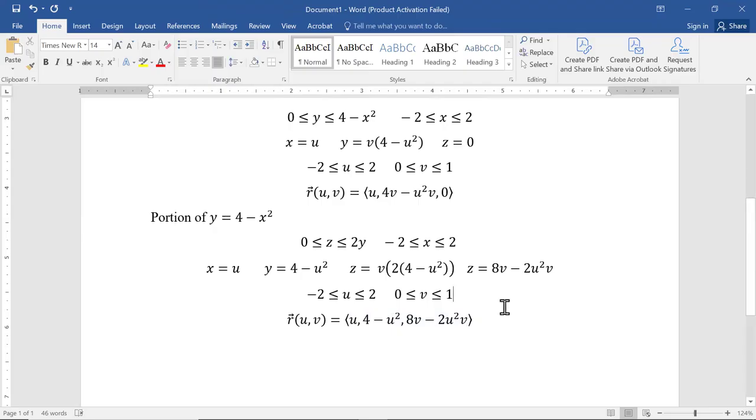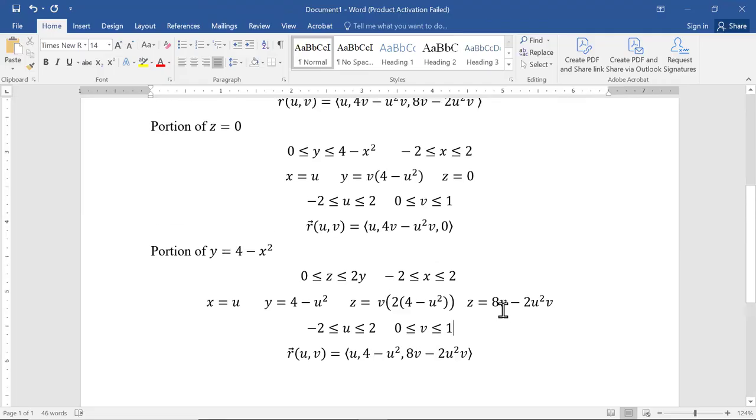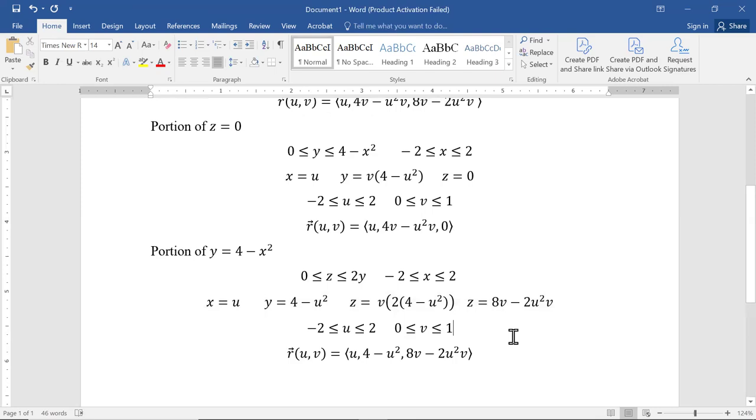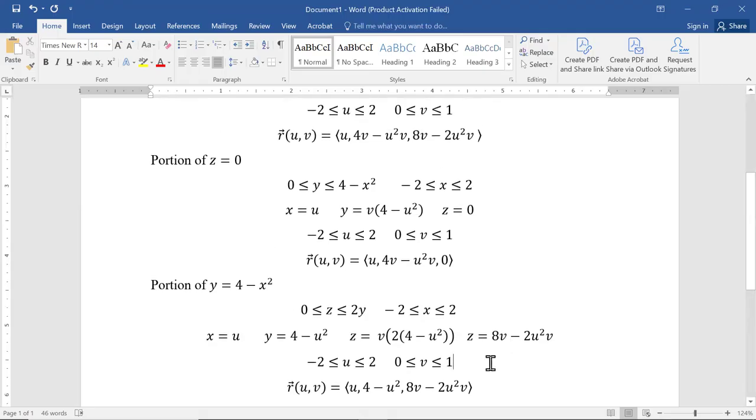So there you go. Those are three parameterizations of the three portions of that three-dimensional object that we saw in Desmos. So those are the surfaces that create the boundary of that object.